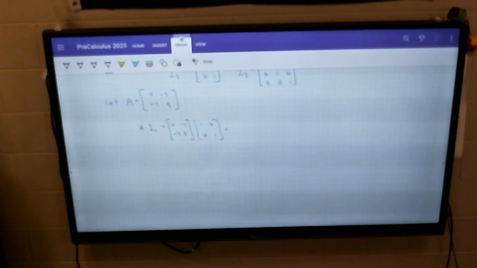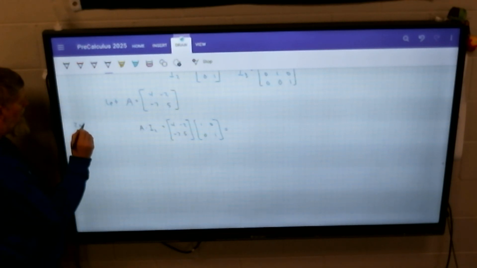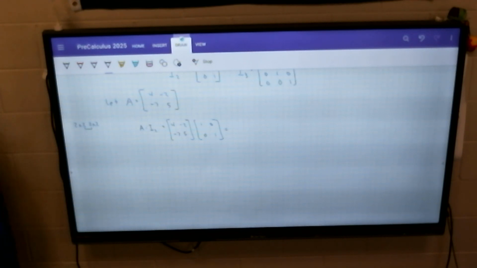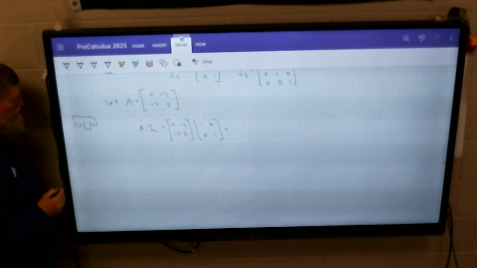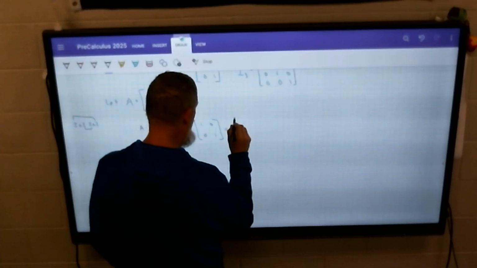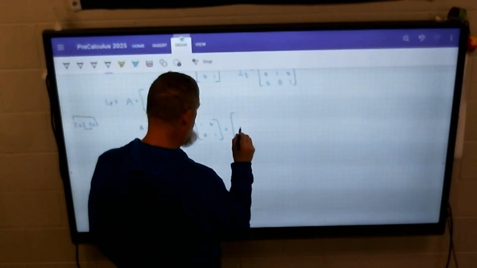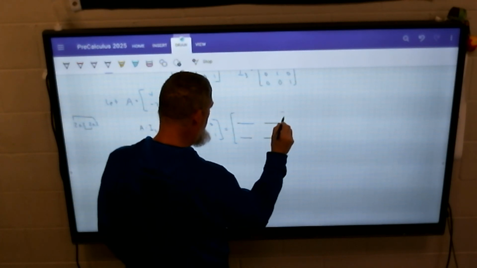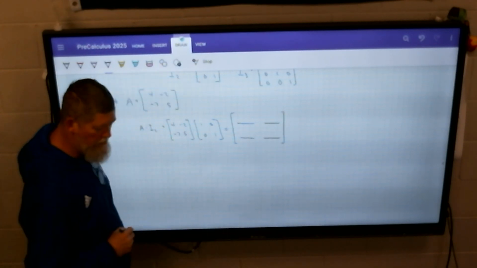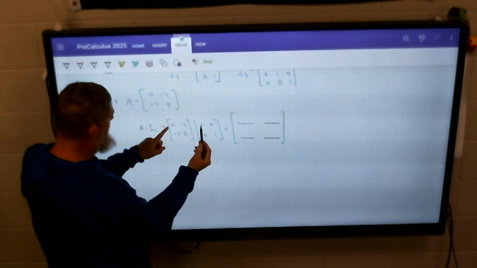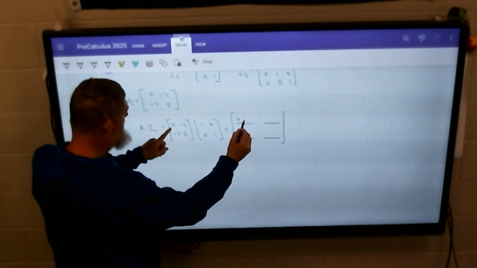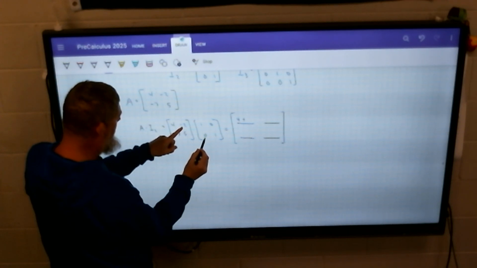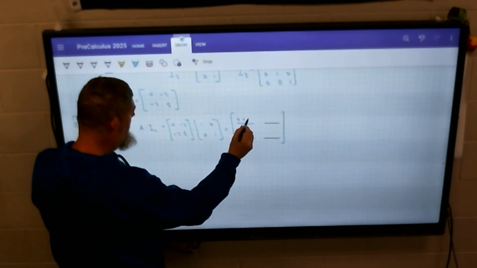You remember matrix multiplication, right? We do row times column. First of all, we have a 2x2 times a 2x2, so yes, they can be multiplied, and my final answer will be a 2x2. You remember the multiplication, right? We start here with 4 times 1 is 4, plus, and then you go over and down, -2 times 0 is 0, so I'm left with 4.